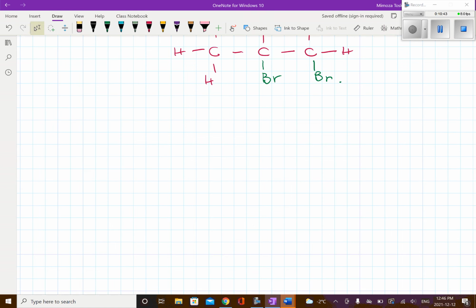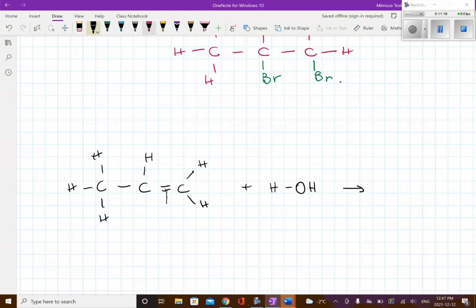Let's see another one again. Propene reacting with water. So C, 1, 2, 3. And water is HOH. So then again, this double bond here is broken.